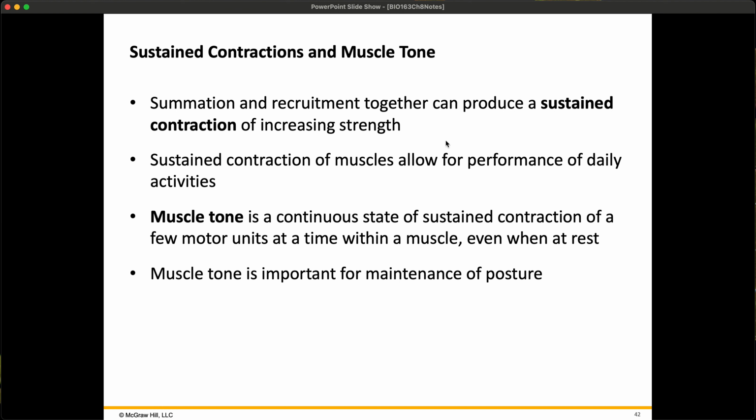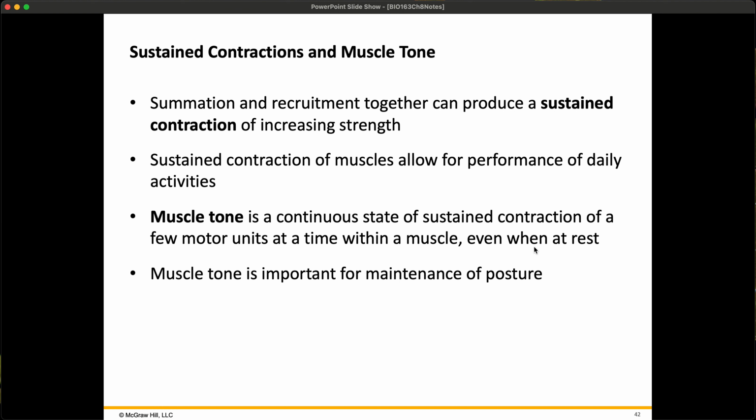So summation and recruitment produce a sustained contraction of increasing strength. Again, your body will continue to send signals of increasing frequency as well as gathering the motor units around it to help hold that contraction and make it stronger. This happens more frequently than you think because this is how we maintain most muscle tone and our posture. So muscle tone is a continuous state of contraction with a few motor units at a time within a muscle, even when you're at rest.